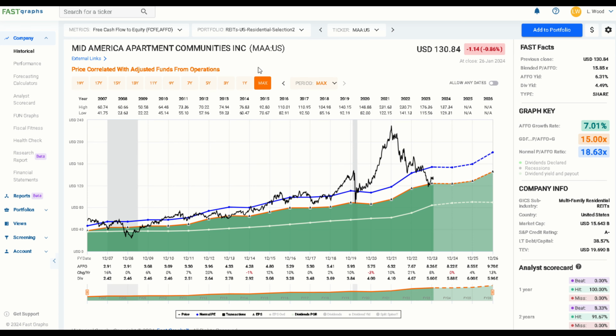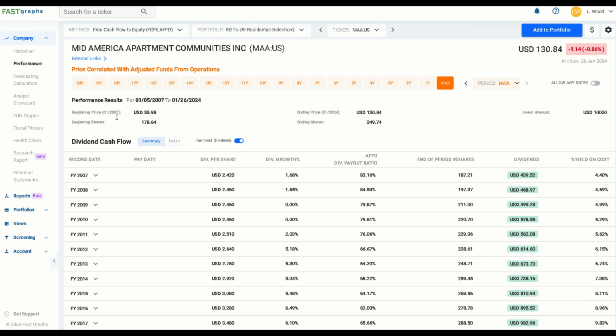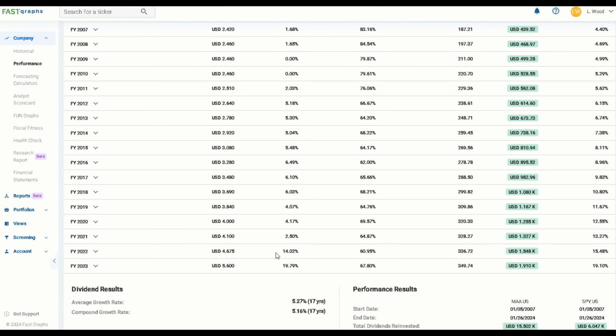Mid-America Apartment Community, so A-, fairly reasonable long-term debt to capital ratios, some exceptional analyst scorecards, so this is what I like to see. Stability here. We can see a long-term history here of AFFO growth. We can see a 4.5% dividend yield. In terms of long-term performance, we can see recent increases here in the dividend.